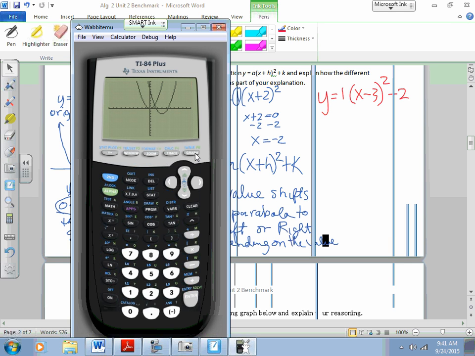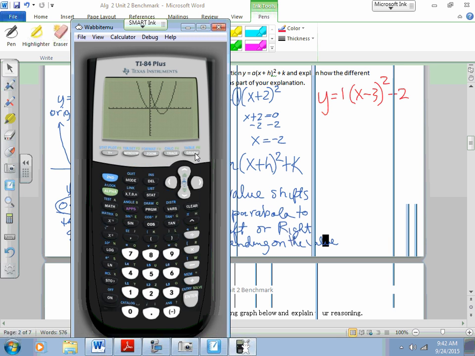You guys notice the parabola is in a different spot compared to the original function? So the graph shifted which direction, left or right first? Right. How much? Right 3 units, and then down 2. Does that make sense? Shifted to the right 3, and then down 2. That's where the vertex should be.